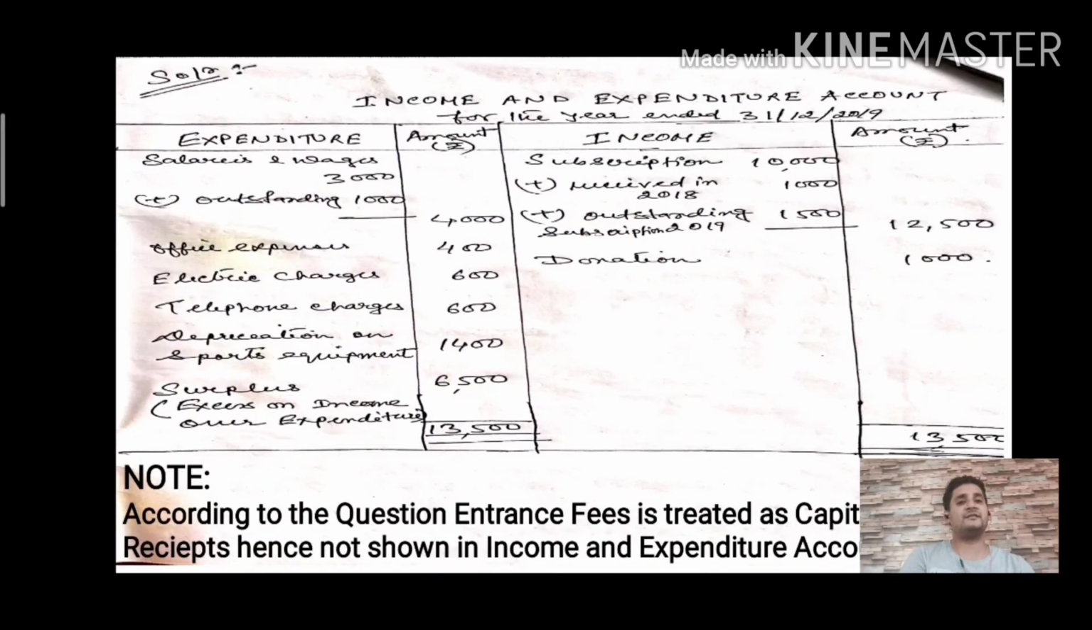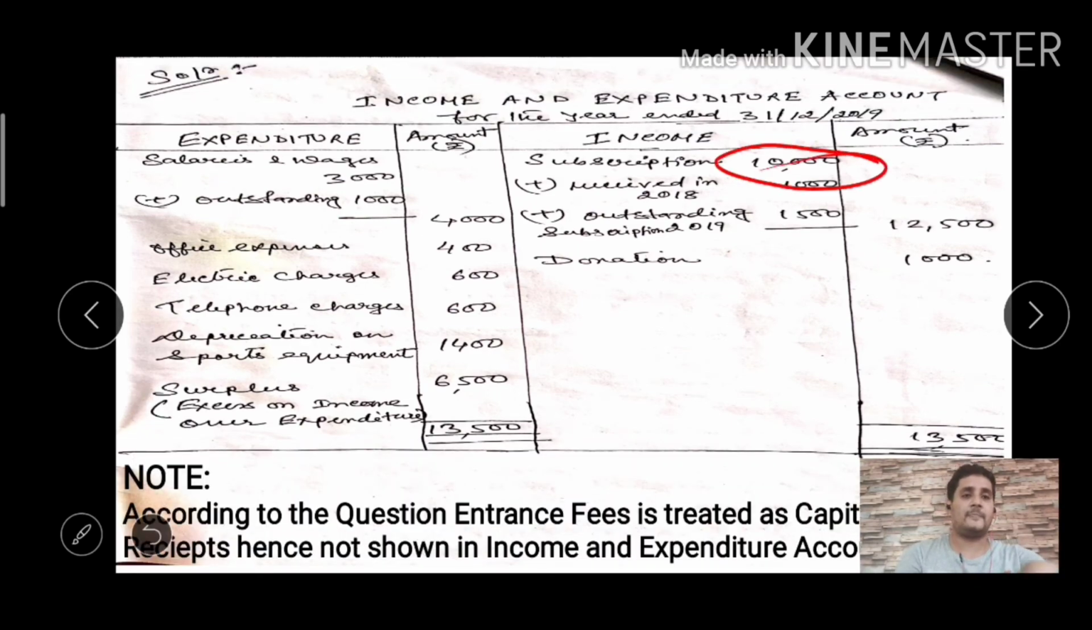So this is the solution. In this question there is no name of the club or charitable institution. So you have to write Income and Expenditure Account in capital letters, for the year ended 31st December 2017. On the debit side expenditure and on the credit side income. First we start with the income side. Write subscription.